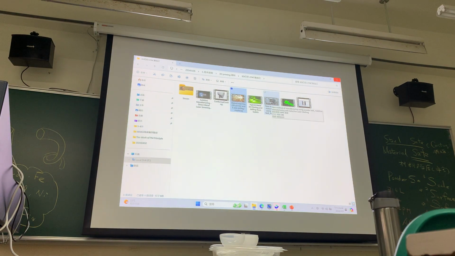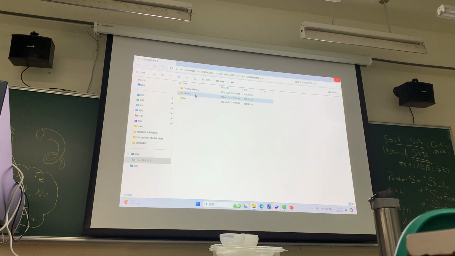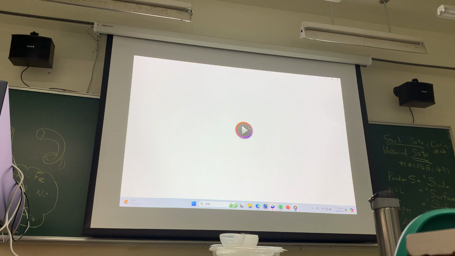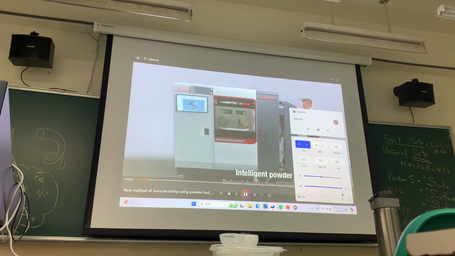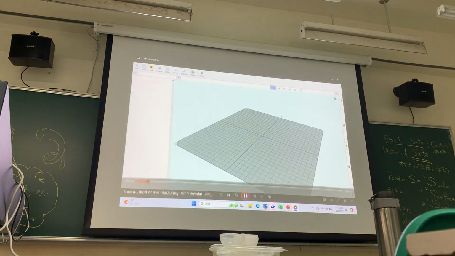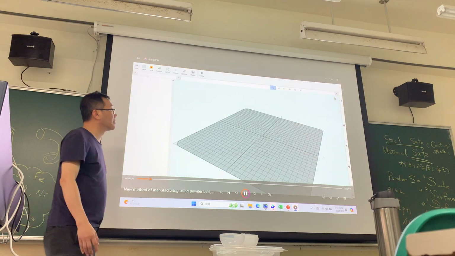And so the powder should be bigger. And like this one is... bigger models.